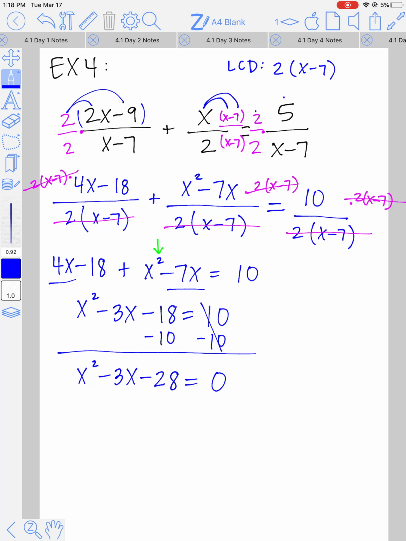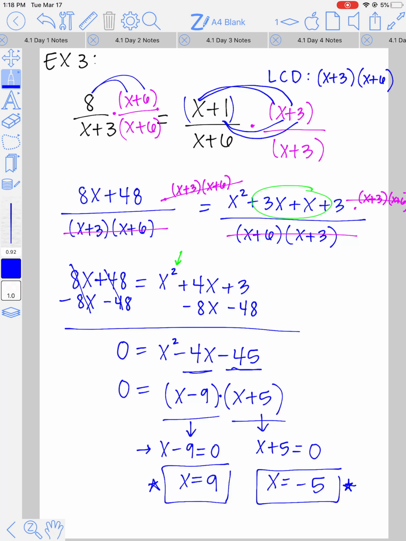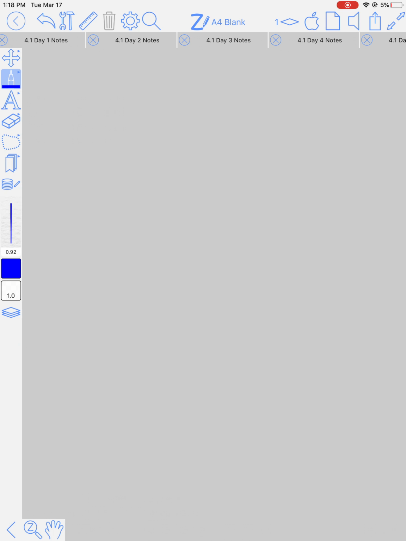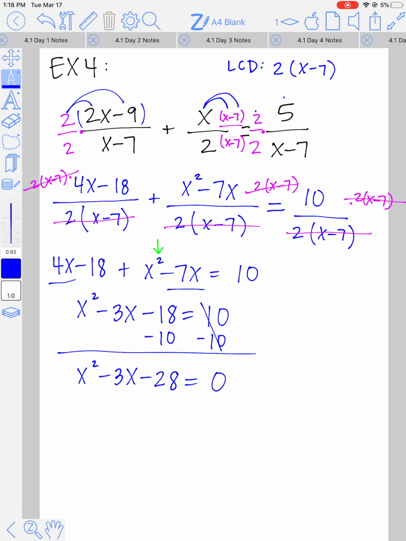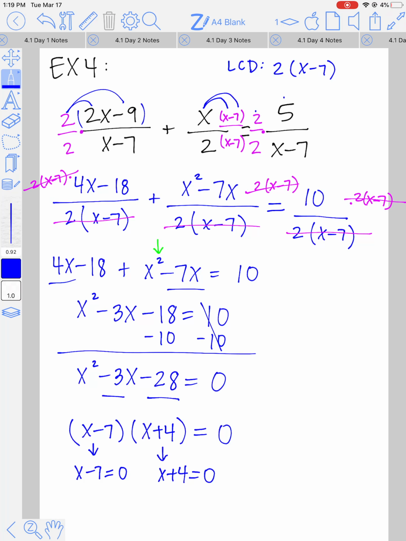Okay, and just like we did on this last problem, in this step, we'll want to factor the quadratic equation that we have. So we want two numbers that are going to multiply to be negative 28 and add to be negative 3. In this case, that is going to be negative 7 and positive 4. So we'll have x minus 7 and x plus 4 equals 0. We can set each of these equal to 0 on their own. So we'll have x minus 7 equals 0 and x plus 4 equals 0.